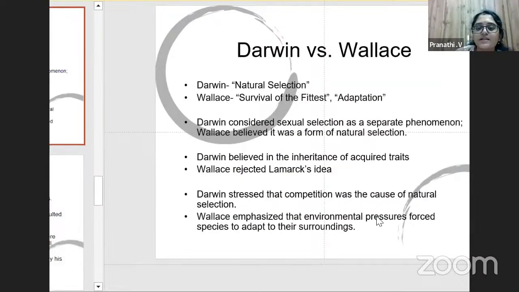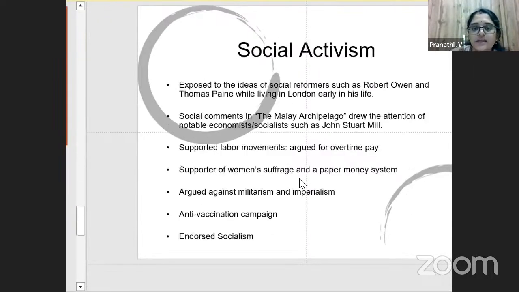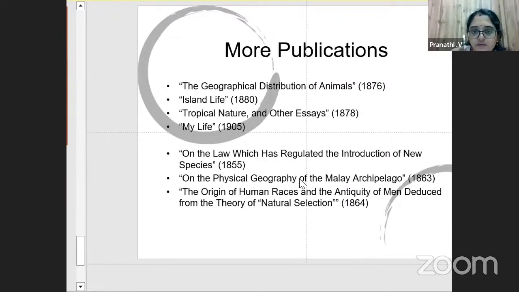And then there were some differences between Darwin, father of evolution, and Wallace. So Darwin said natural selection, Wallace said survival of the fittest and adaptation. So you had different kinds of theories over here regarding Wallace. And then he had different kinds of publications also. And he had given the geographical distribution of animals, in fact.